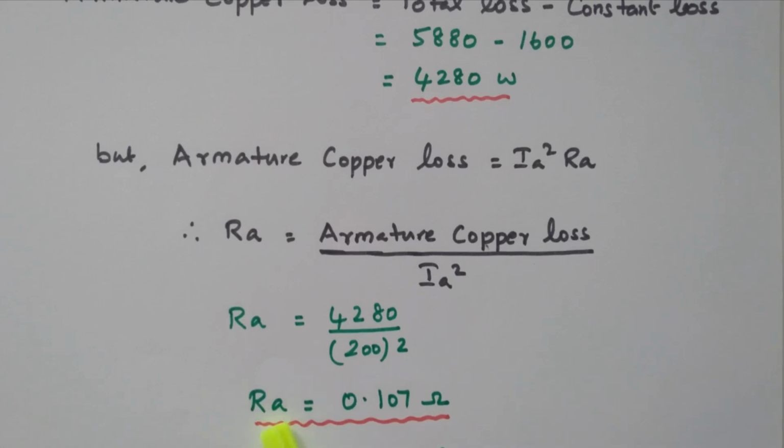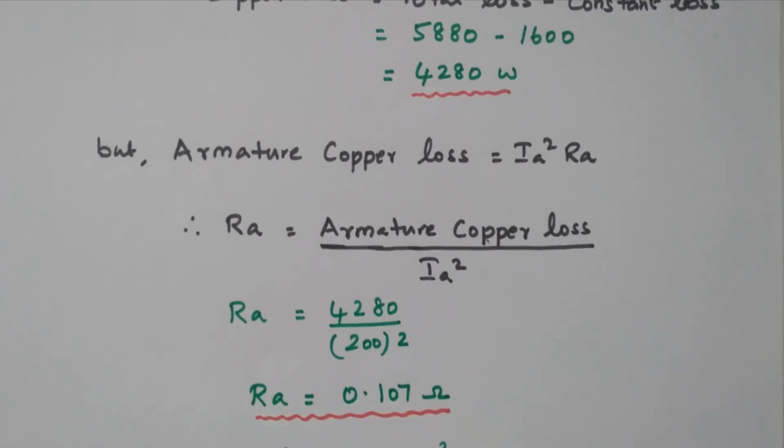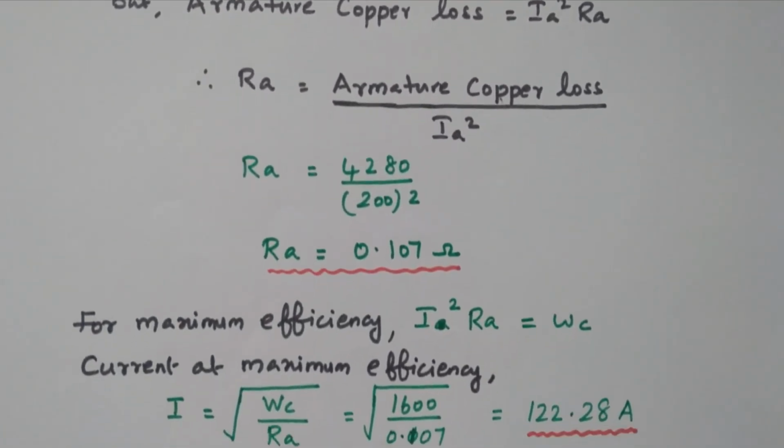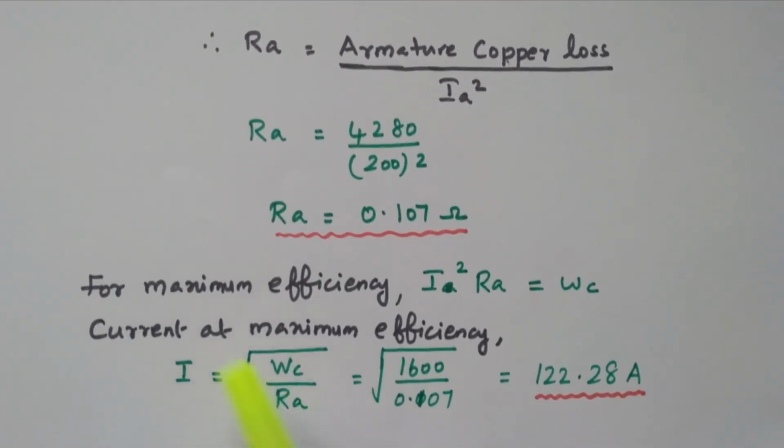Right. Now, we calculated the armature resistance. One more question: we need to find the current corresponding to the maximum efficiency. For maximum efficiency, one condition is available: I square Ra equals Wc. What is this Wc? Wc is nothing but constant loss. I square Ra is the variable loss. So the condition for maximum efficiency is variable loss equal to constant loss. This constant loss we already know.